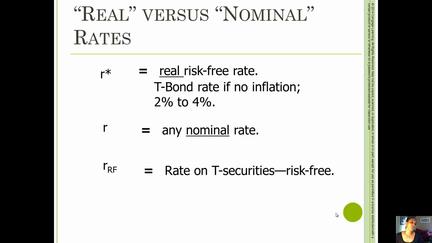Now, we need to talk about the difference between real rates and nominal rates. R star is what we're calling the real risk-free rate, and so that would be the T-bond rate if there were no inflation. Unfortunately, there's always inflation, so we're going to have to factor that back in. So R without the star is any nominal or quoted rate. And then we're going to call RRF the rate on Treasury securities that's risk-free. That's going to be the combination of that real risk-free rate plus inflation.